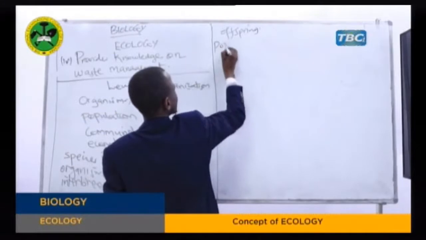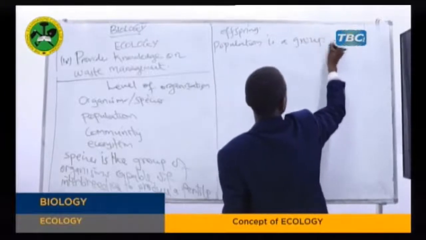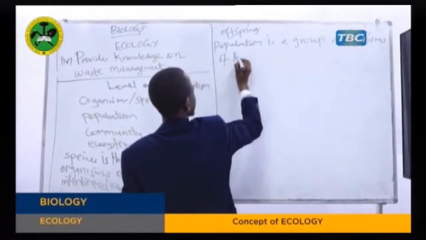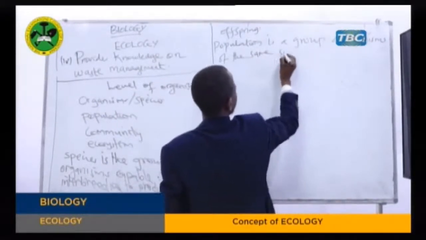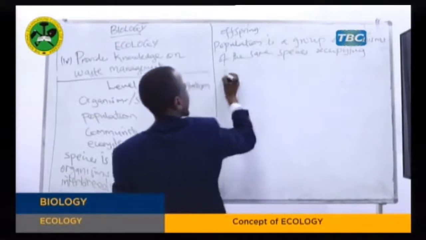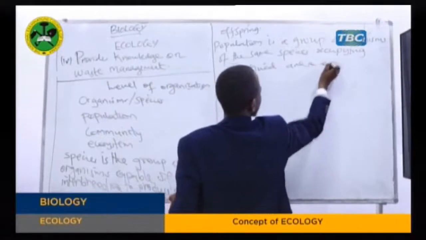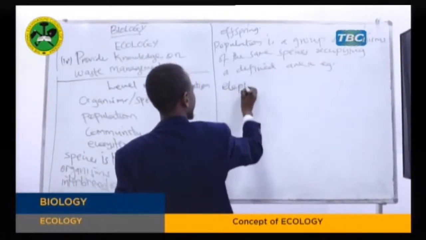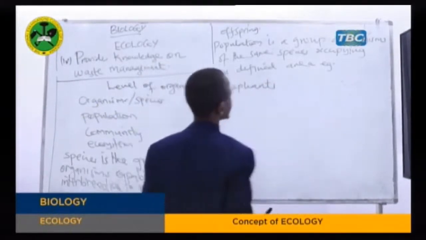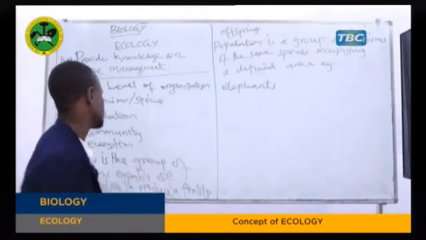Then my student, population is a group of organisms of the same species occupying a defined area. For example, elephants form a population. Maybe a population of lions, a population of human beings, only organisms of the same species.